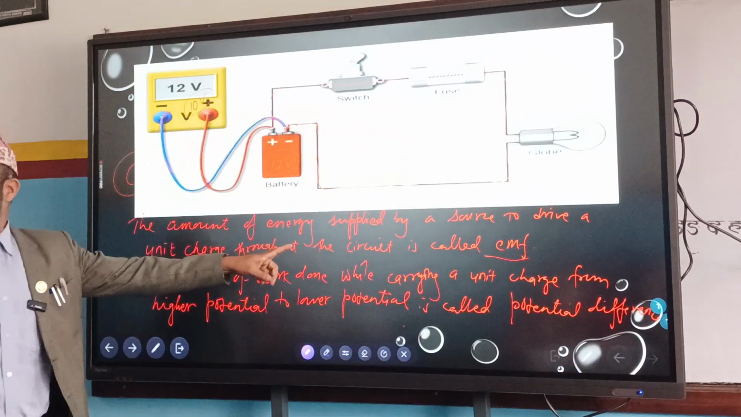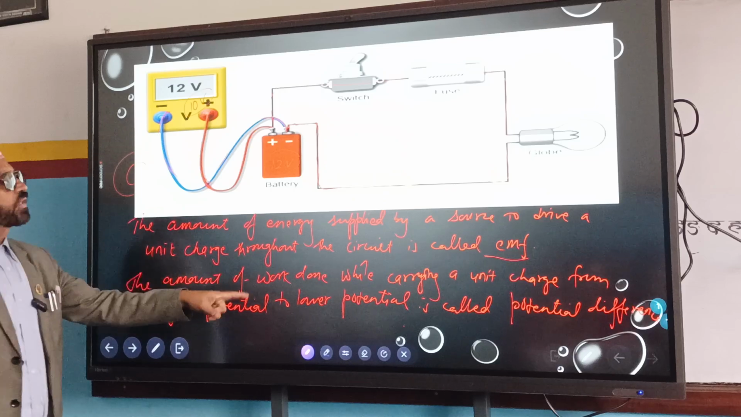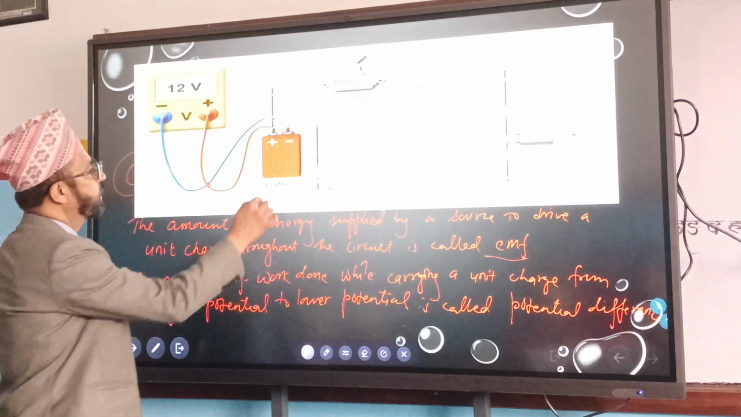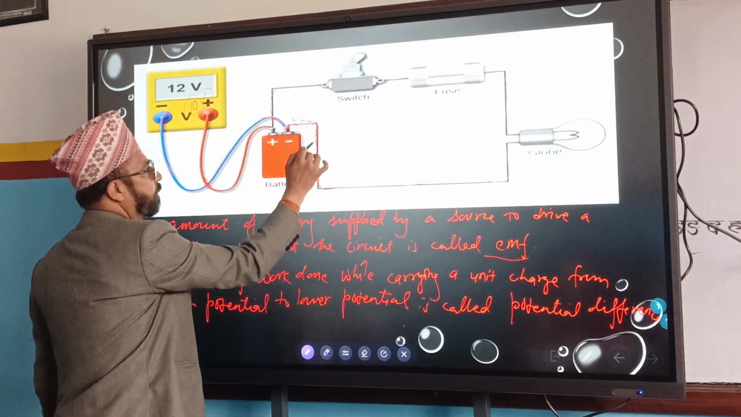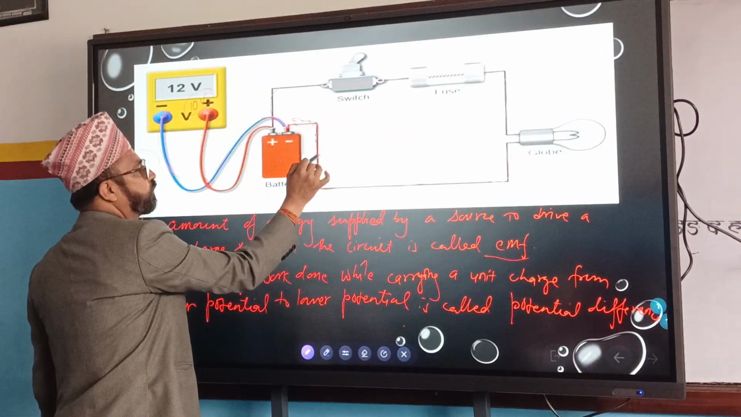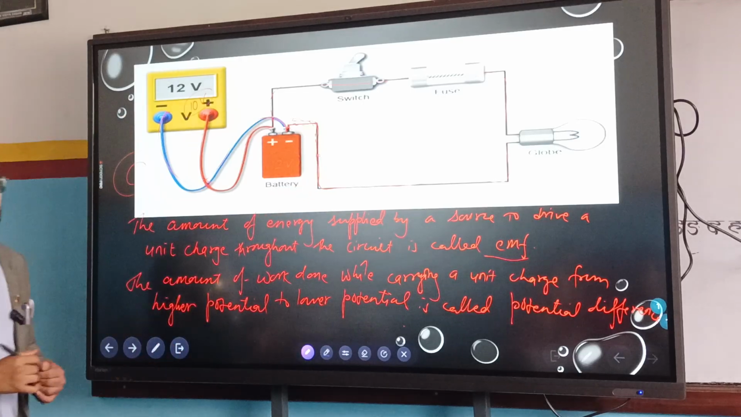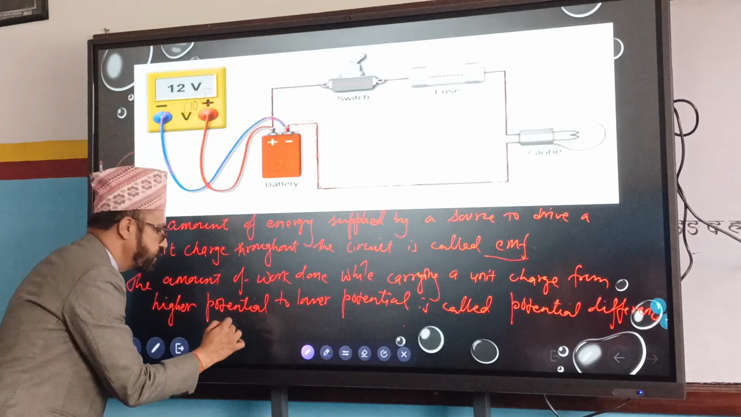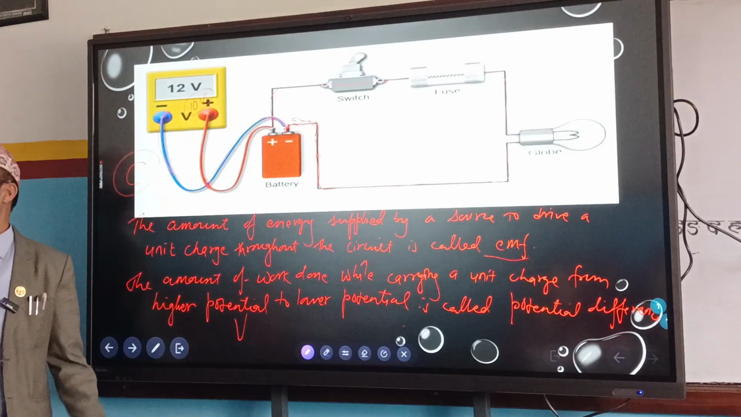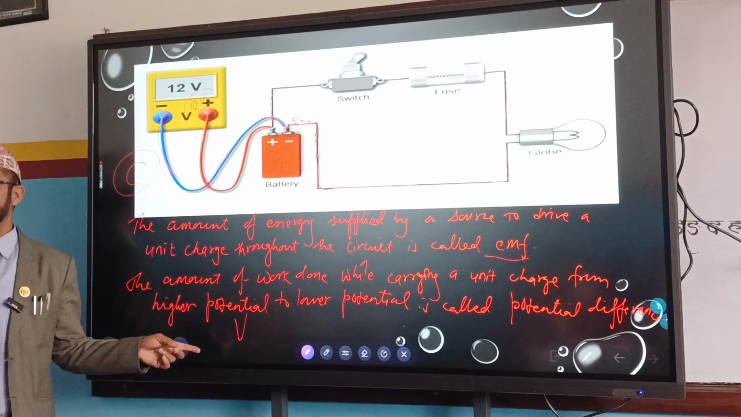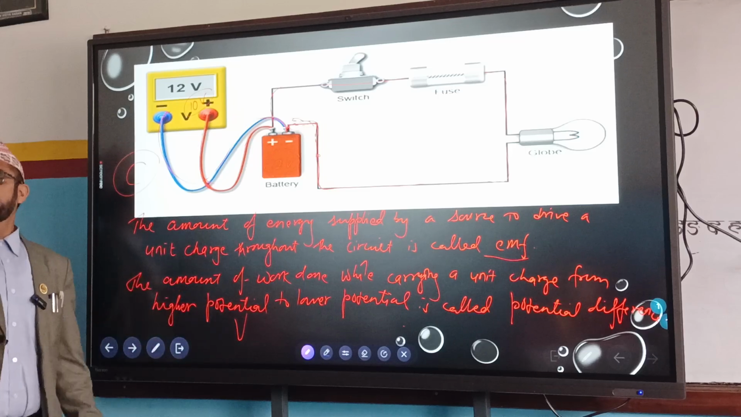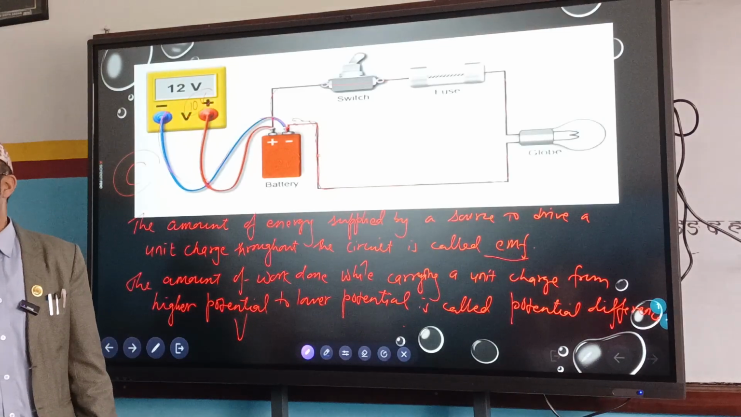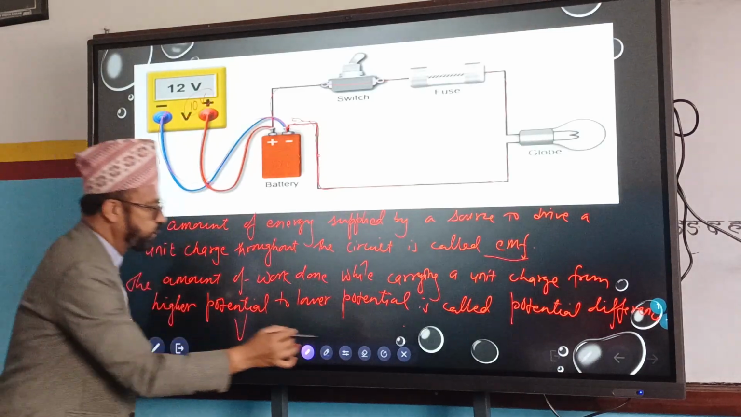Here, the amount of energy supplied is EMF; the amount of work done while carrying a unit charge from higher potential to lower potential. So if a unit charge is taken from here to here, because the potential will be different here, that work done is called potential difference. So potential difference is also measured in what? Voltage. It is also measured in voltage, but we'll find out the difference. And PD is measured by a device called a voltmeter. What is the device?